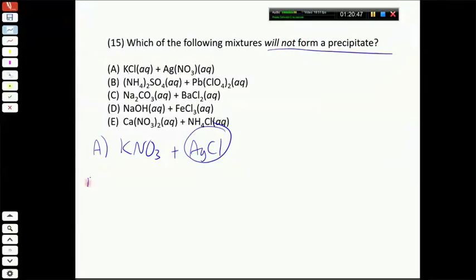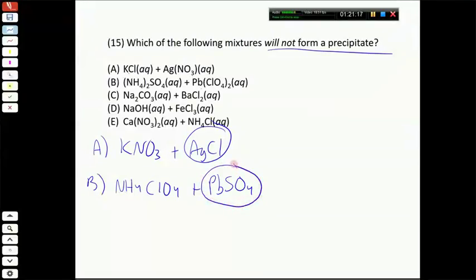In choice B, what we have are ammonium sulfate and lead perchlorate. So the two products we get are ammonium paired with perchlorate, which is ammonium perchlorate. And then we get lead paired with sulfate, lead 2, so it's going to be PbSO4. And pretty much all lead 2 compounds are insoluble unless they have nitrate, perchlorate, or acetate with them. So because it's lead sulfate, this one's going to be insoluble. So when you're looking for insoluble compounds, look for silver and lead, because more often than not, those ones will be insoluble. So lead sulfate is insoluble, so that would form a precipitate.